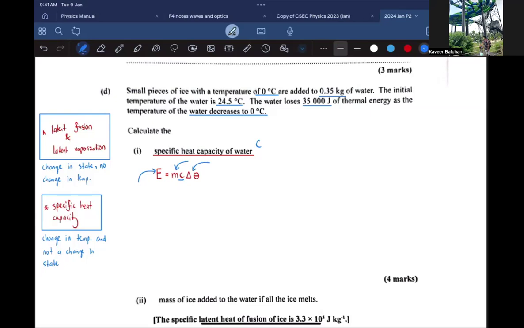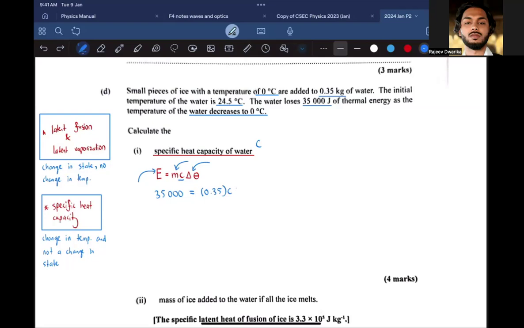Yes. What was the energy? 35,000 joules. What was the mass? 0.35 kg. Do we know what C is? No, we don't know what C is. I'll leave that blank. By the way, capital C is heat capacity. Common C is specific heat capacity. Keep that in mind.